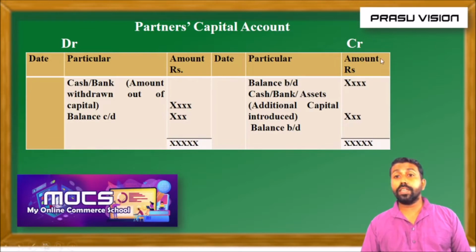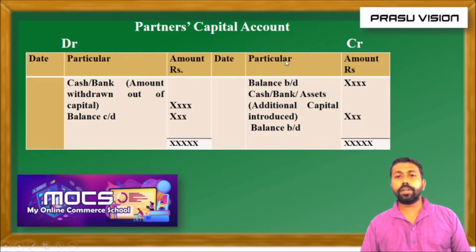Depending upon the number of partners, we have to add more amount columns. Suppose A, B, C are partners. Then, instead of a single amount column, we have to add more amount columns. A single amount column is not enough. So A has an amount column, B has an amount column, C has an amount column. And in the debit side also, after particulars, we have to bring three amount columns: A, B, C, like that.